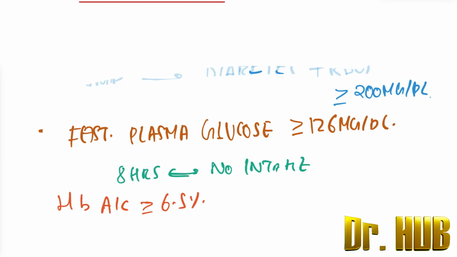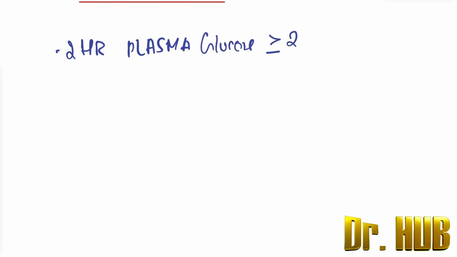The next point will be the 2-hour plasma. So there is something known as the 2-hour plasma glucose. So the 2-hour plasma glucose will be greater than equal to 200 mg per dl, and this is during an oral glucose tolerance test.